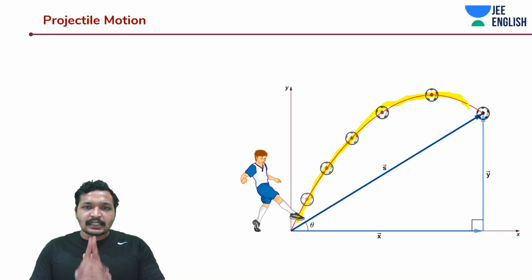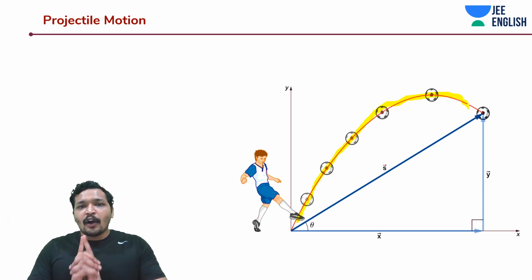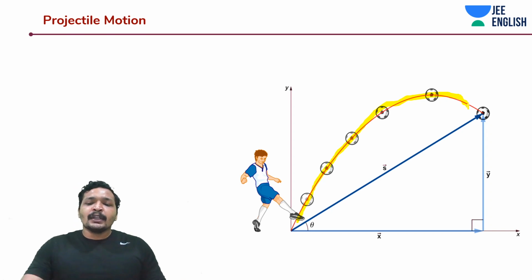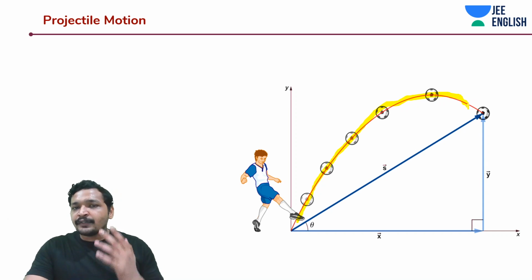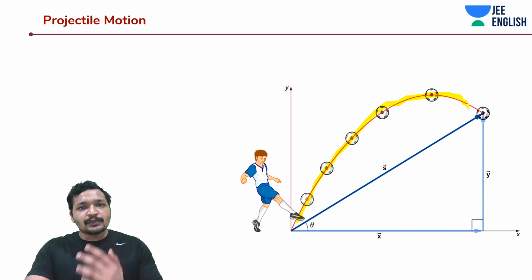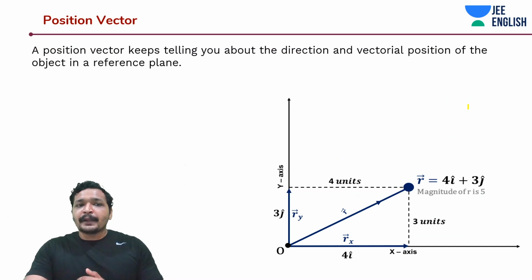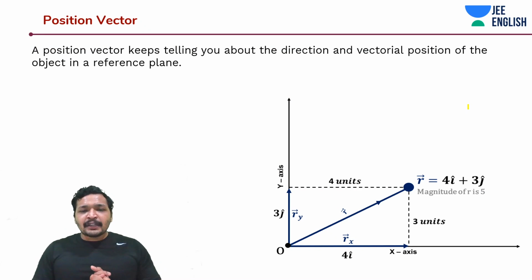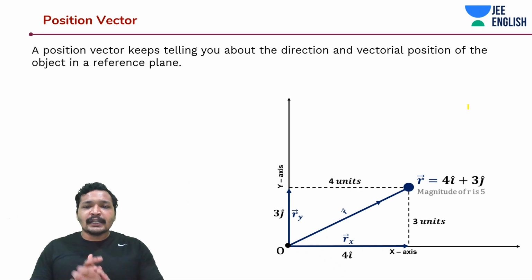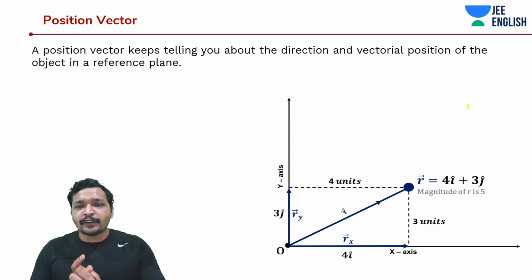So just before we get started with projectile motion, we will revise some basics of position vector. In projectile motion, we are always going to resolve things, so that is why we are going through this topic. Alright guys, what's a position vector? A position vector tells me about the position of a point object or an object in a reference plane.